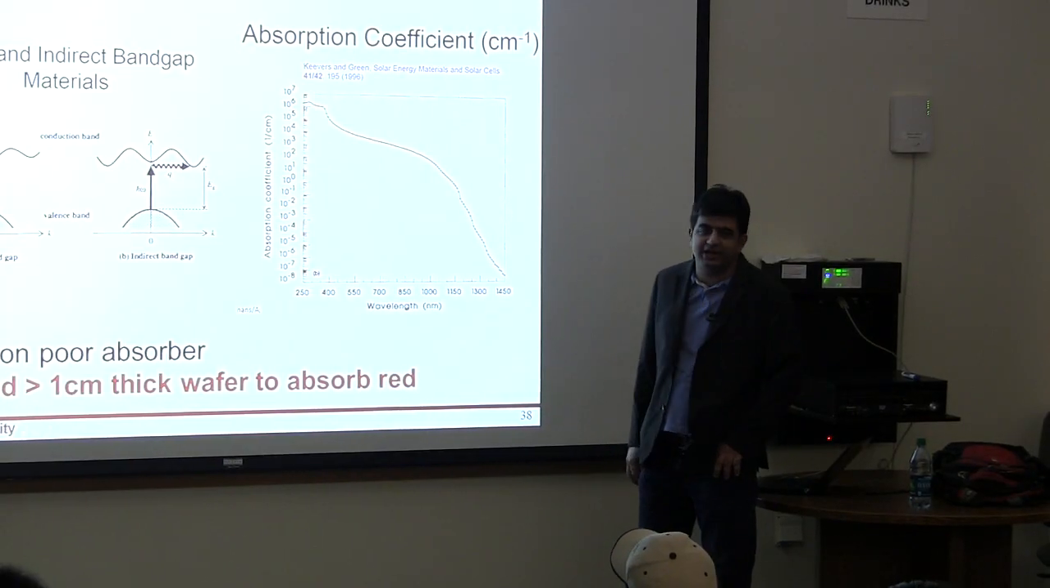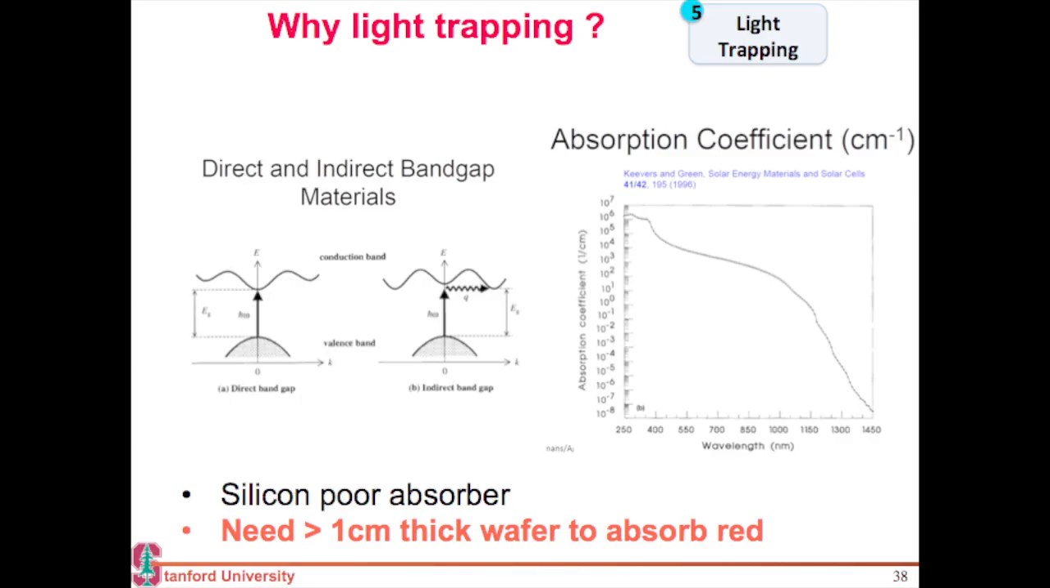Is, why do we need light trapping? And this will become especially more important when we talk about thin film solar cells. The reason we need light trapping in solar cells is because silicon is a shabby absorber of light.